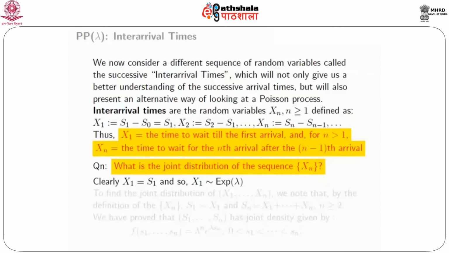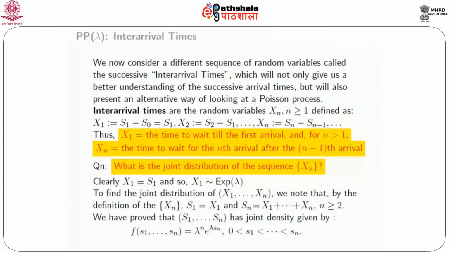So from that we are going to ask, what is the joint distribution of the sequence Xn? Clearly X1 is S1, so there is no question about that. Therefore X1 has the same distribution as S1, which is exponential lambda.